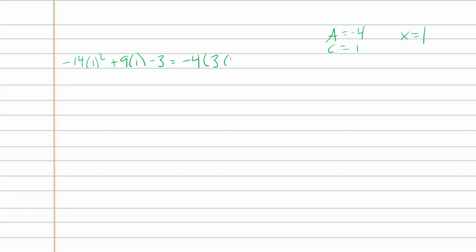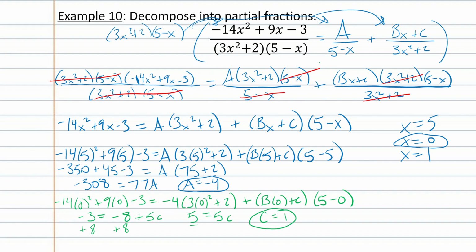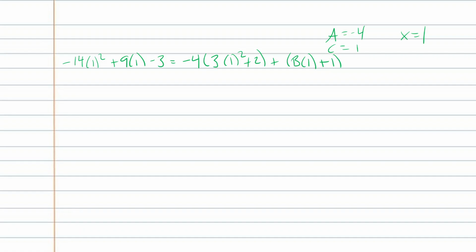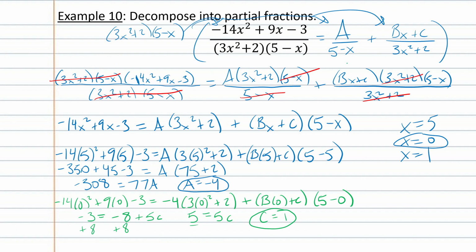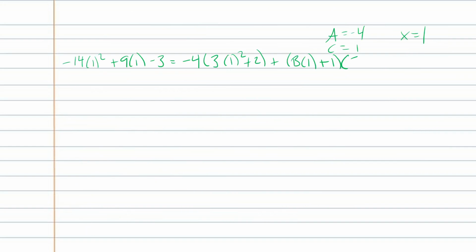So 3 times 1 squared plus 2. All right. Plus bx. Don't know what b is, but our x here is going to be a 1. Plus c. Plus 1 because c is 1. Times 5 minus x. So 5 minus x, which in this case is 1. All right, let's simplify. 1 squared is 1. Times negative 14 is negative 14. 9 times 1 is 9. Minus 3 is 6.